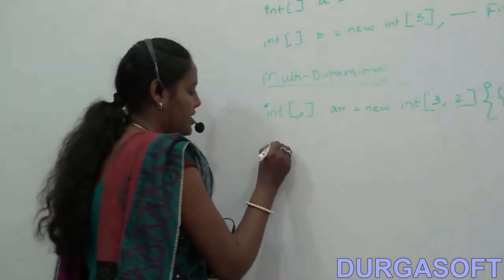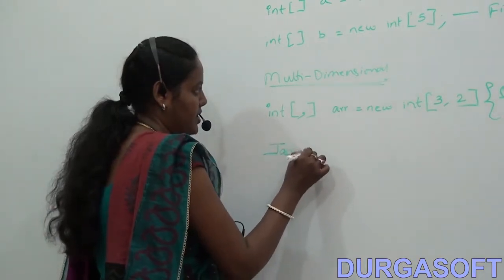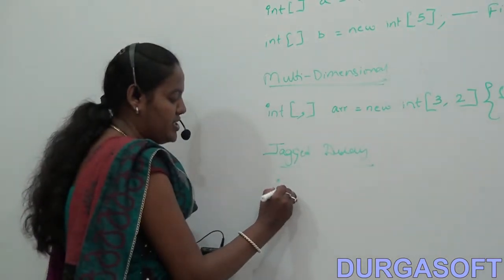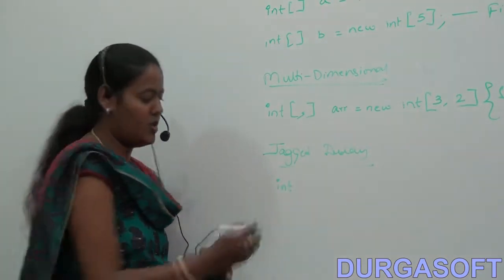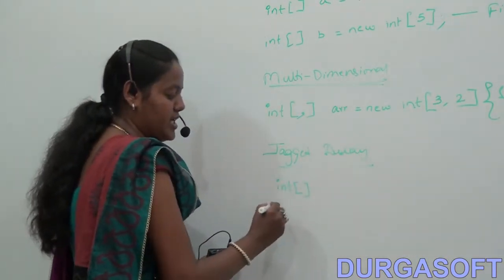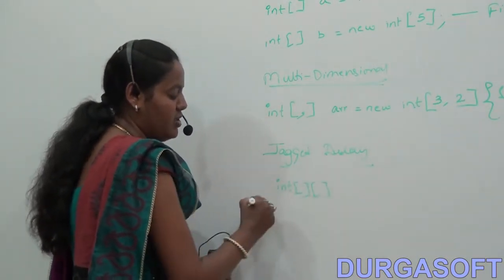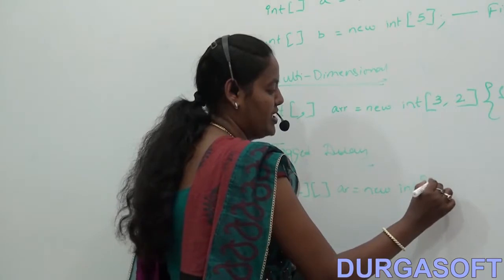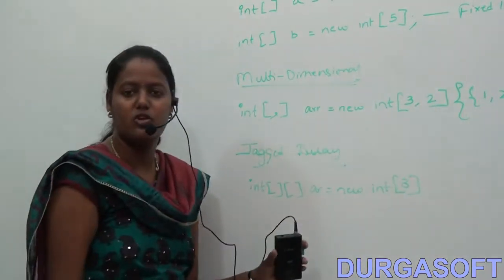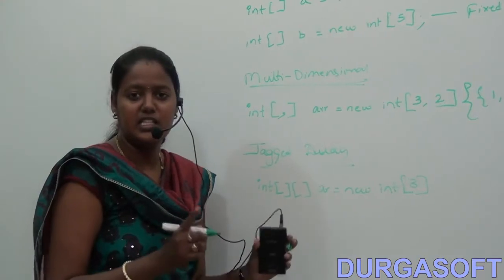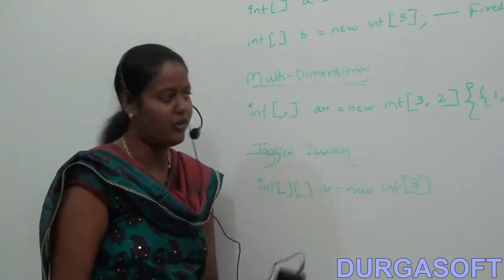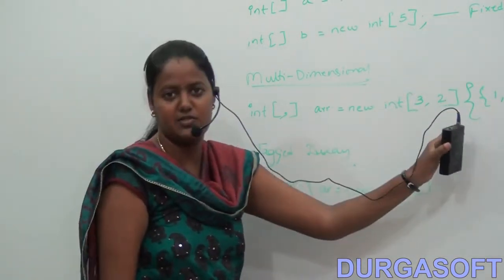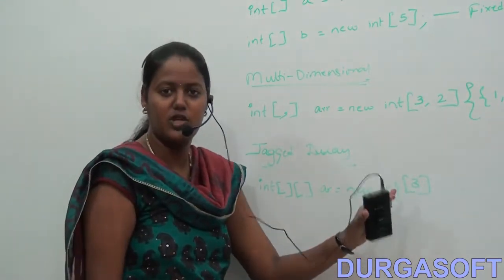And next one is jagged array. In a multi-dimensional array, you mention the size for rows as well as columns. But in a jagged array, int rname equal to new int, here we are going to mention the size of rows only. We are not going to mention the size of columns, because each and every row can have a different number of columns. In multi-dimensional arrays we have the same number of columns, that is why we mention both row and column size. But here we mention only the row size.